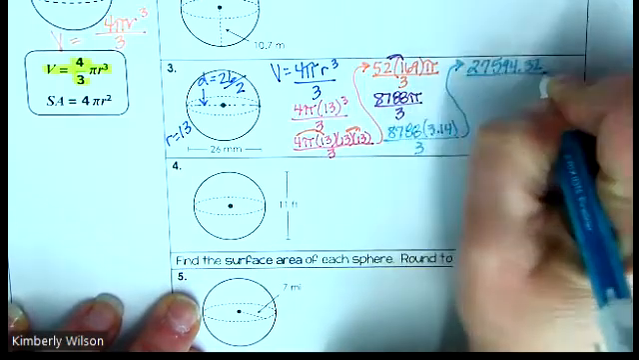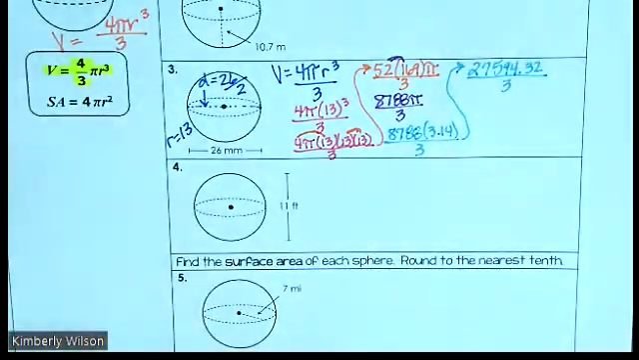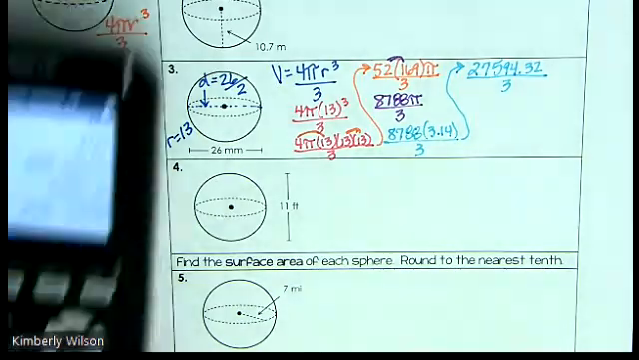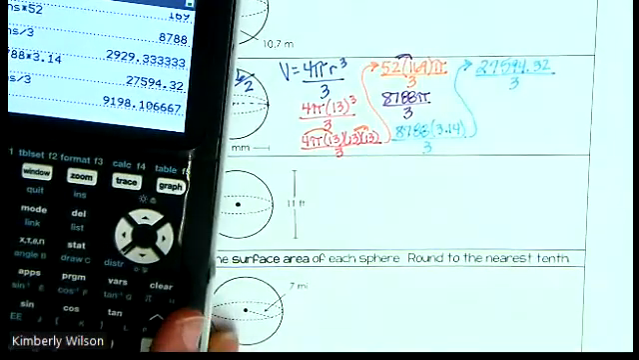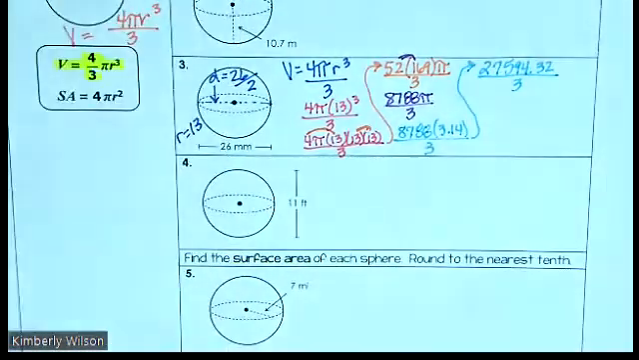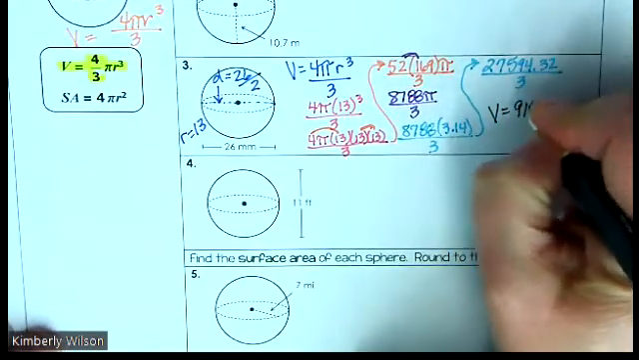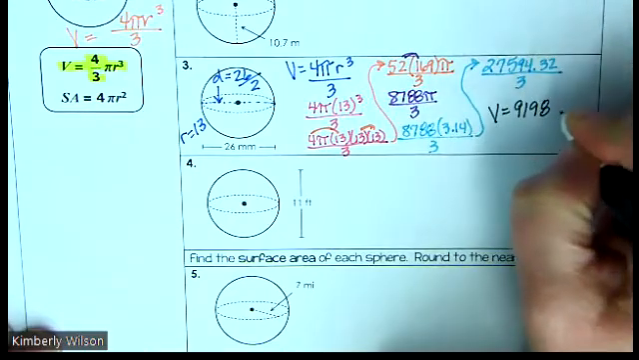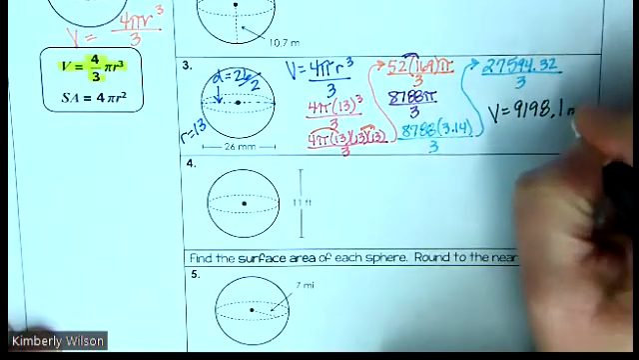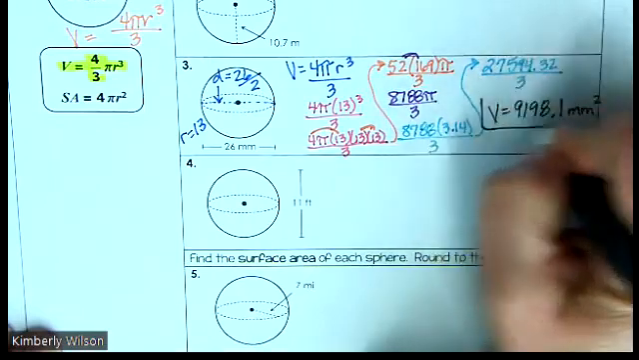27594.32. Don't round until the very end. And now we divide by 3. And we want to make sure that we round correctly. So this is just going to be a 0.1. So we have that our volume equals 9198.1 millimeters squared.